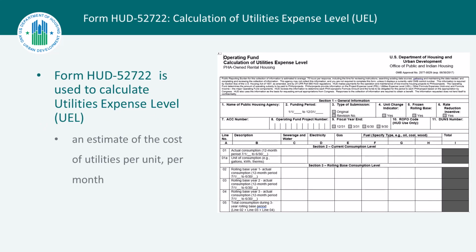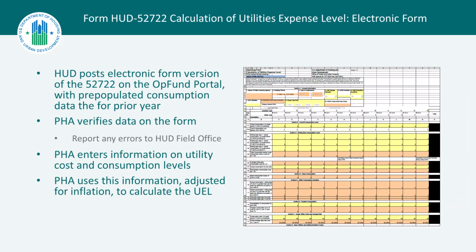The tool that is used to determine operating subsidy UEL is the Form HUD 52722, Calculation of Utilities Expense Level, or UEL. UEL is used to estimate the cost of utilities per unit per month. The HUD Financial Management Division will make the 52722 available on the OpFund portal with pre-populated rolling base utility cost and consumption data from the prior year. PHAs are responsible for verifying the data that is on the form. PHAs should report any errors to their HUD field office.